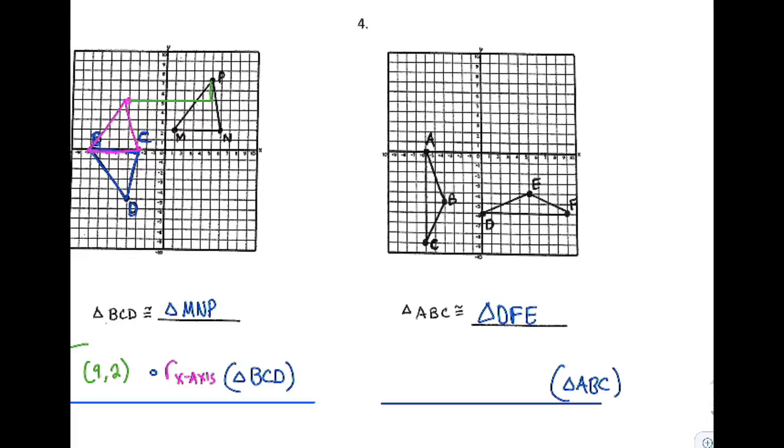In number 4, again, not on your paper, but we are lining up ABC with DFE. They're not in alphabetical order. ABC with DFE. And here's a little hint for you. You might want to get out your patty paper and focus on the origin there.